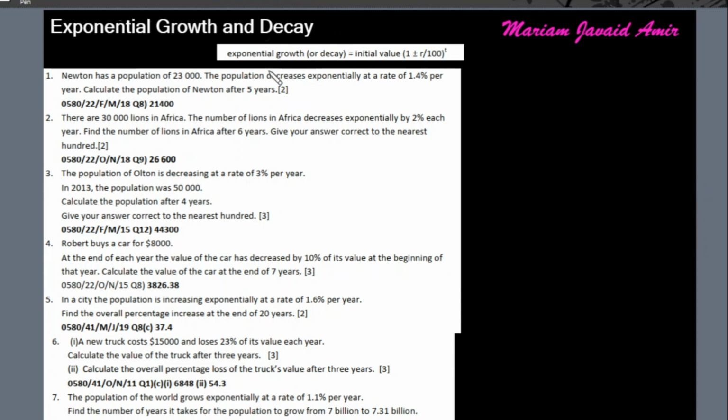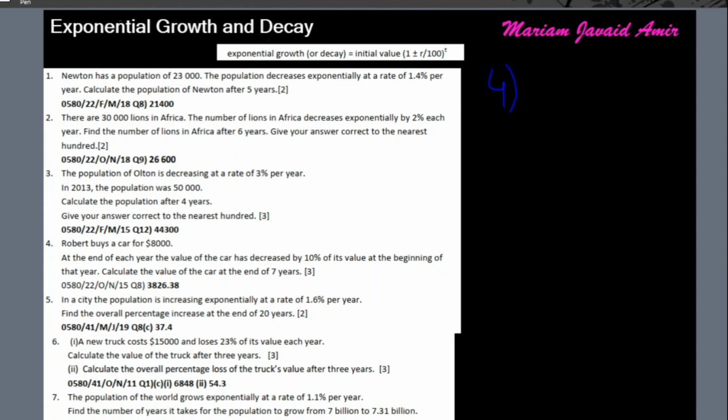Okay. Question 4. Robert buys a car for 8,000. At the end of each year, the value of the car has decreased by 10% of its value at the beginning of the year. Calculate the value of the car at the end of 7 years.